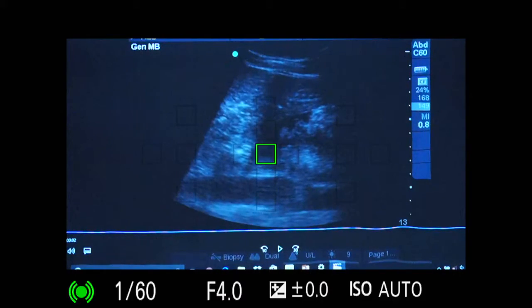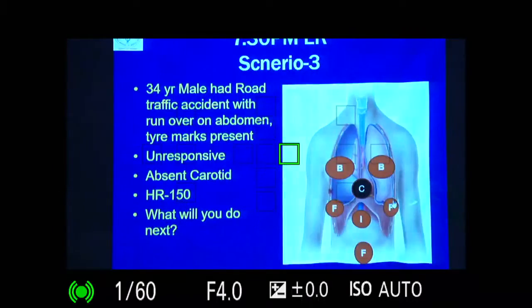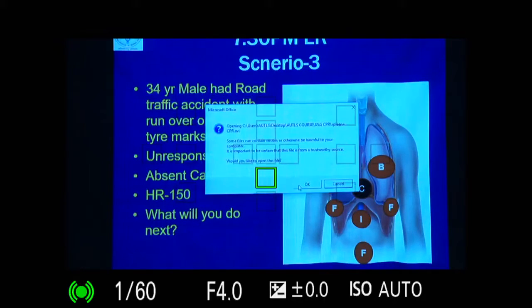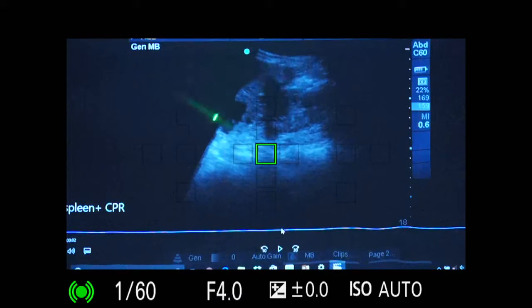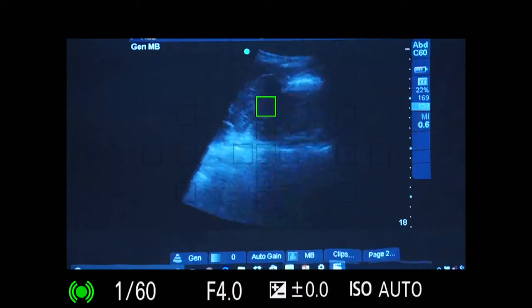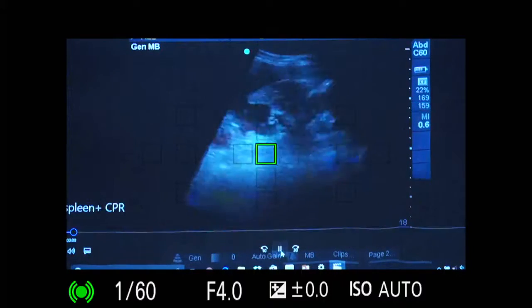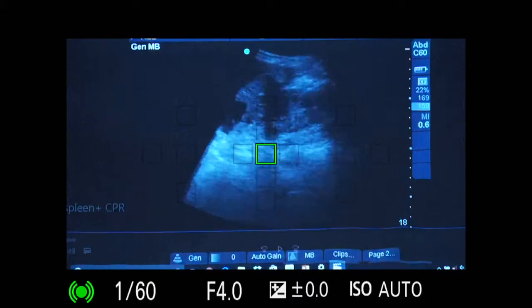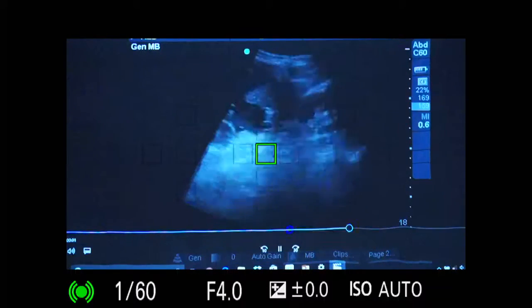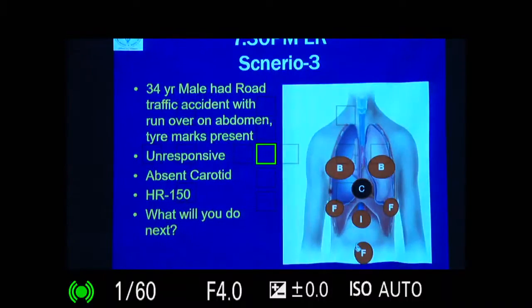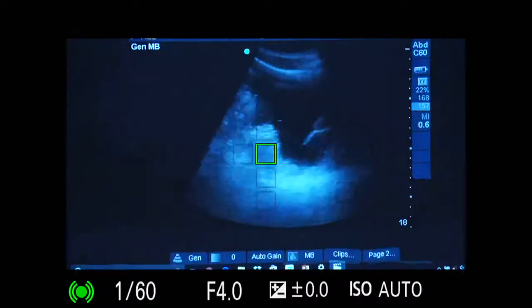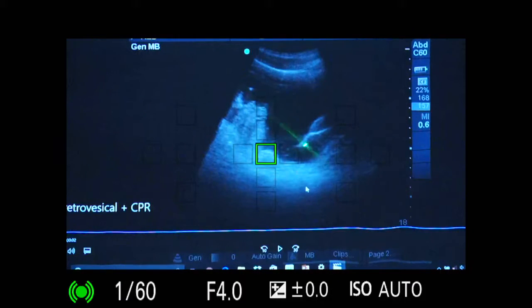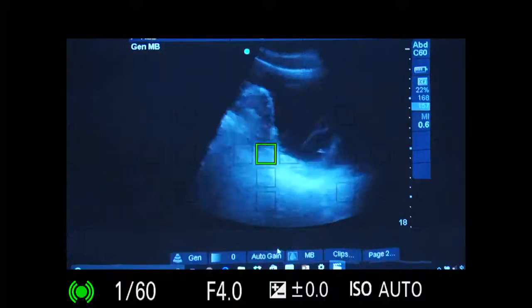Okay, yeah. Put the other, yeah. Look at here. Here, the anechoic shadow, the spleen is shattered, shattered spleen. Can you appreciate that? Let us go to the next window, Sachin. Can you see this? The bowel loops, and this is full of anechoic shadow.